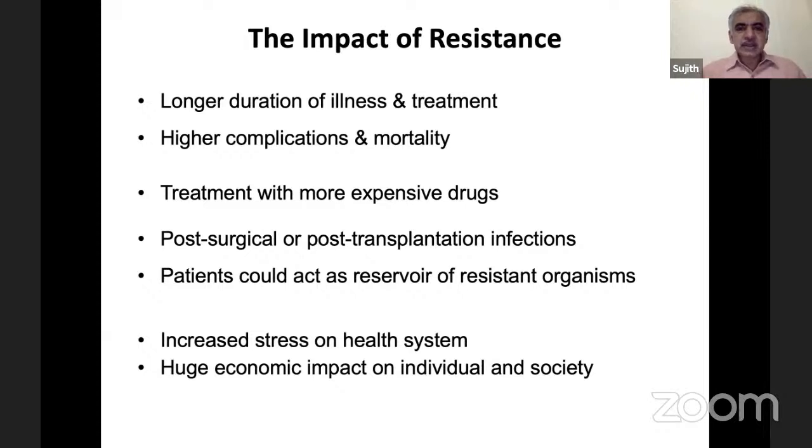Let's also not forget that there are other consequences which are not directly related to a patient with an infection. Because we know that people post-transplant who are immunologically low may have infections and may need an antibiotic. Sometimes a post-surgical complication or infection, you need an antibiotic. We also know that patients could act as reservoirs of resistant organisms. So in a crowded atmosphere, just like you're seeing in COVID, or when there's lots of beds in one ward, they could actually be spreading. So there is definitely going to be an increased stress on the health system. And there's definitely, as we just saw, a potential huge economic impact on individuals and society.